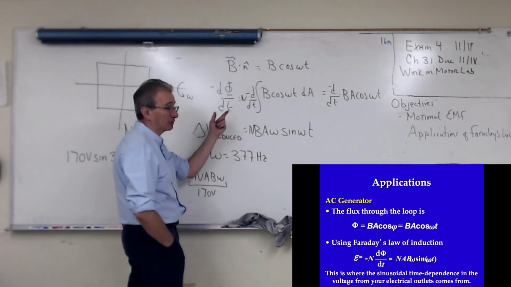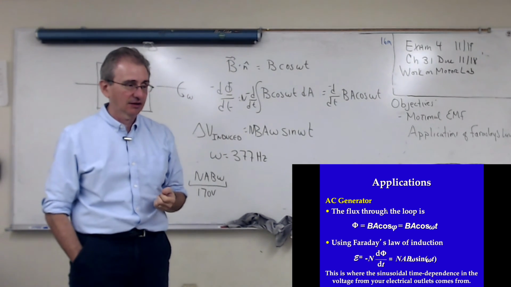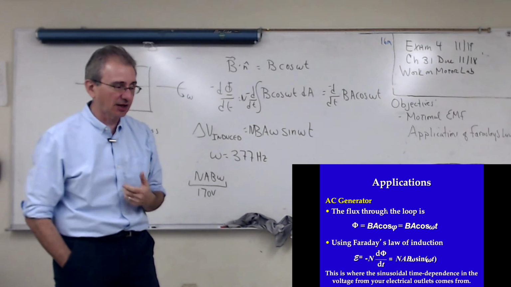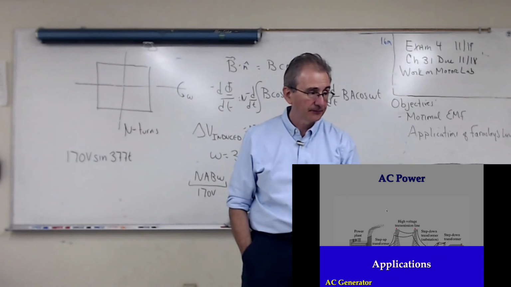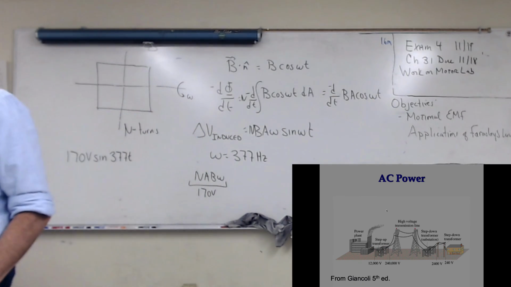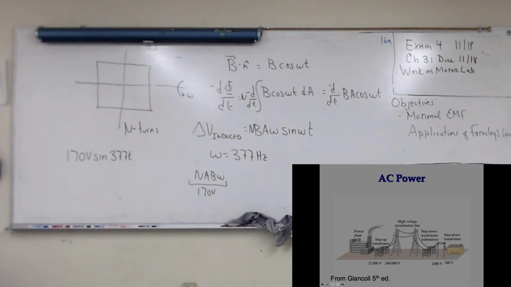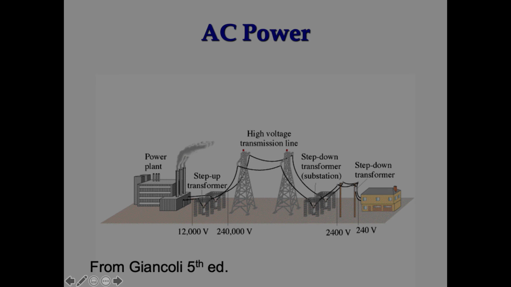So anyway, this is how a generator works. It's a motor running backwards. A generator is essentially a motor running backwards. That's how the energy is produced at the power plant. And transformers are used to help deliver the energy. They step up the voltage to hundreds of thousands of volts, and the current decreases as a result of conservation of energy. And then when it gets close to your house, they step down the voltages with transformers.